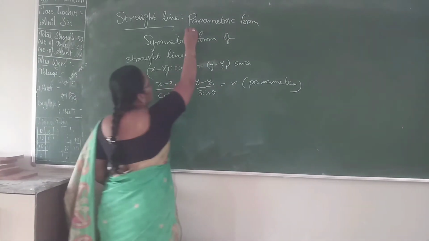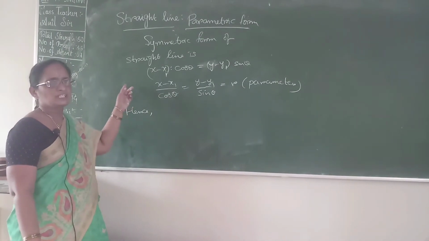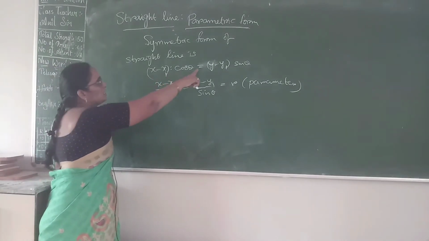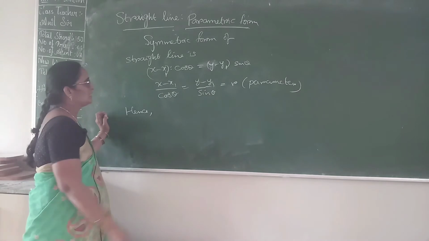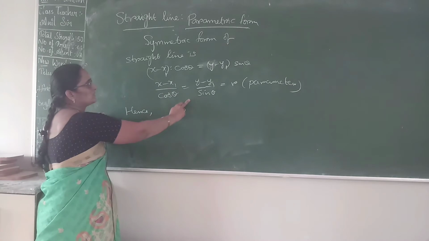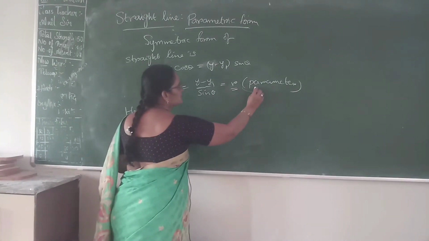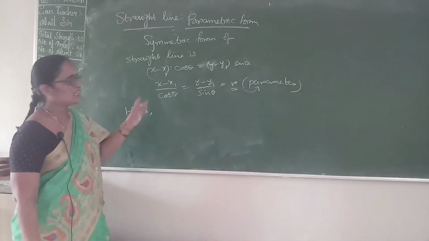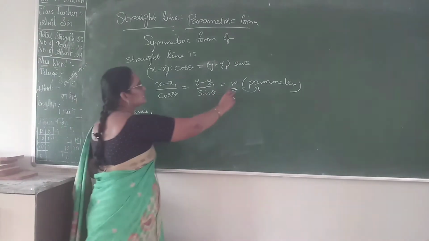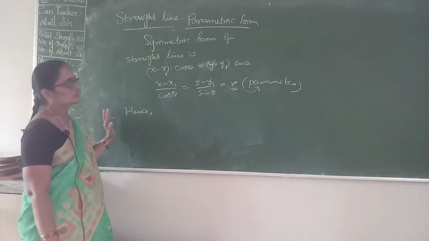Now we are going to learn the parametric form of the straight line. This can be obtained from the symmetric form of the straight line which we have written: x minus x1 by cos theta equal to y minus y1 by sin theta, which is equal to r, some constant which is considered as a parameter, meaning it can have any real values. Real means both rational and irrational values. So this r is considered as the parameter. From here we are going to derive the parametric form of the straight line.